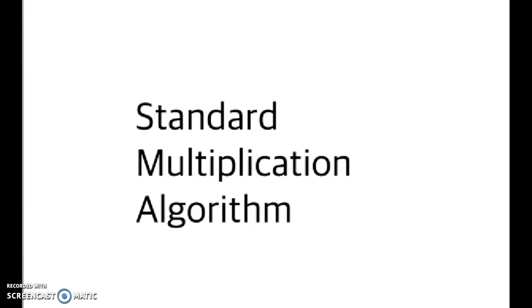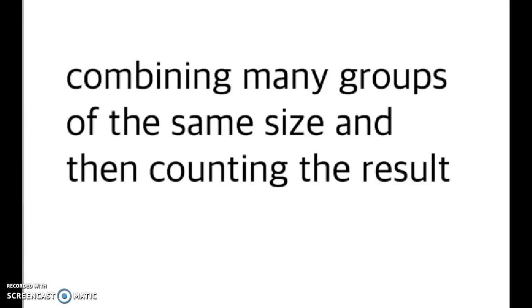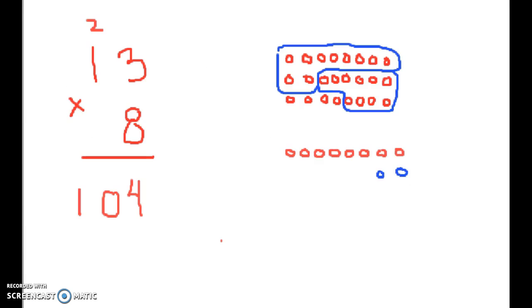Okay, today I'm going to explain the standard multiplication algorithm. The definition for multiplication is combining many groups of the same size and then counting the result. Take this multiplication problem for example, 13 times 8.